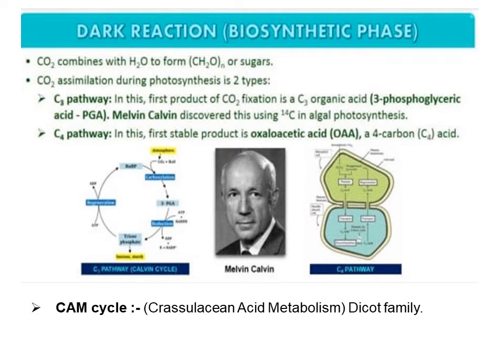Besides this C3 and C4 pathway, another cycle was there which was known as the CAM cycle. CAM stands for crassulacean acid metabolism cycle. It occurs mainly in dicot plants.